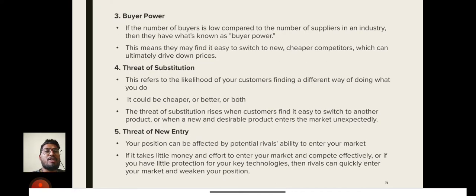Buyer power. If the number of buyers is low compared to the number of suppliers in an industry, then they have what's known as buyer power. This means they may find it easy to switch to new, cheaper competitors, which can ultimately drive down prices.